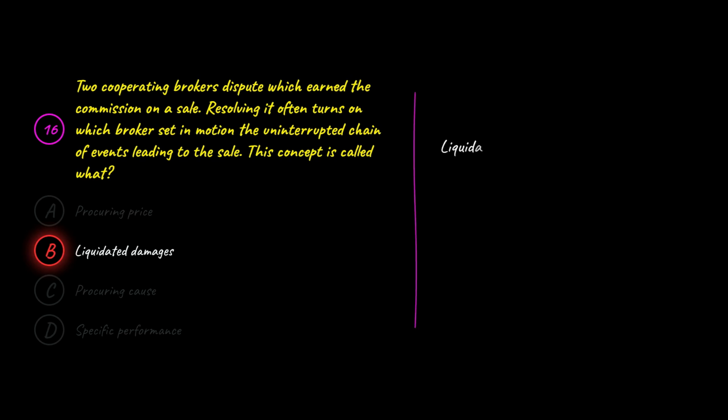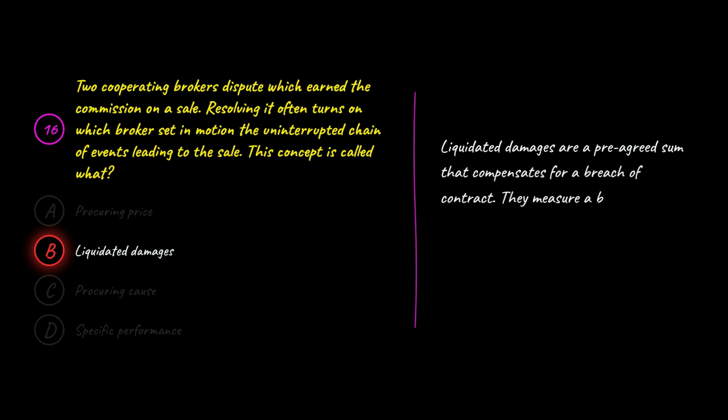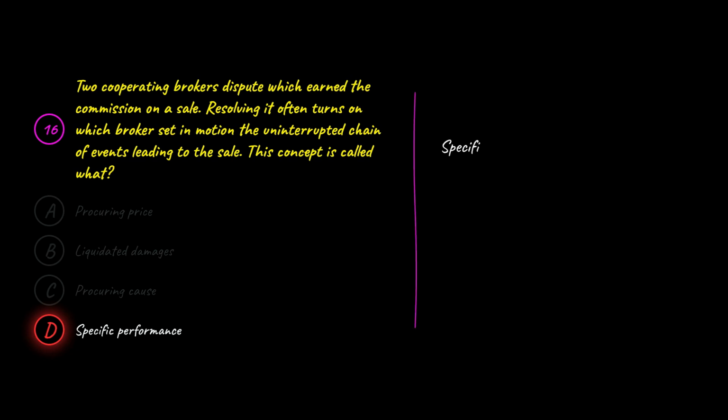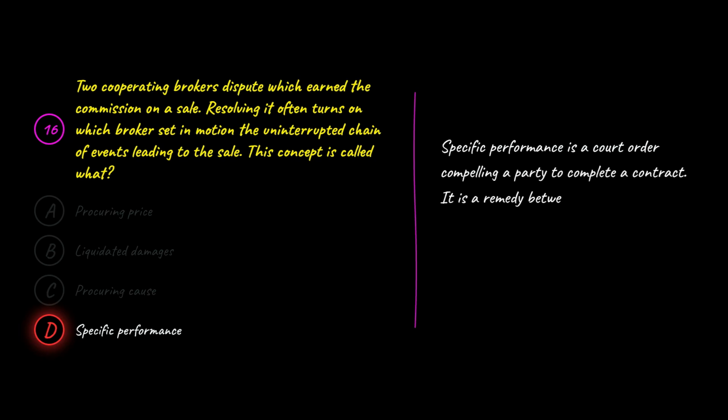B is wrong because liquidated damages are a pre-agreed sum that compensates for a breach of contract. They measure a buyer's or seller's default, not which of two cooperating brokers is entitled to the commission on a sale. D is wrong because specific performance is a court order compelling a party to complete a contract. It is a remedy between buyer and seller, not the test for deciding which cooperating broker earned the commission fee.